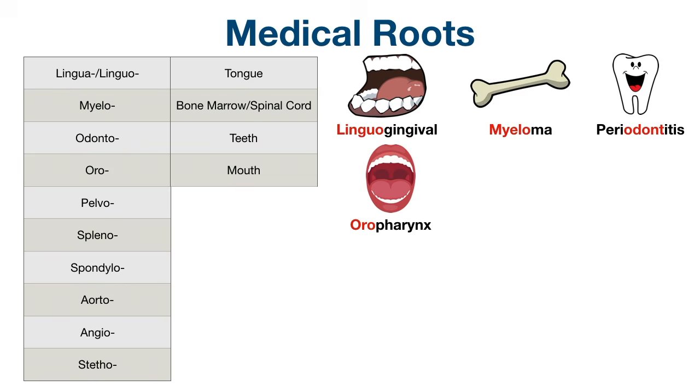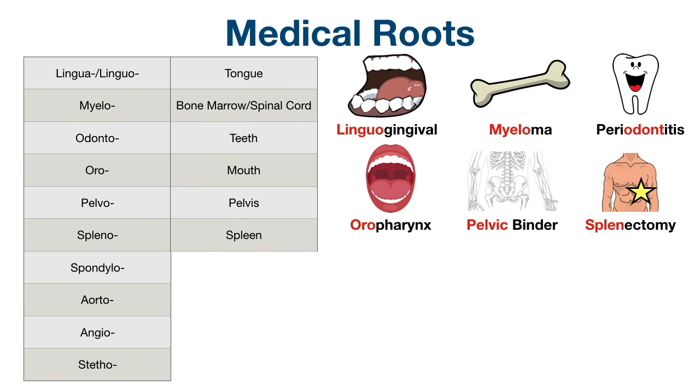The next root is a simple one. It's oro, which means mouth. You can also think of oropharynx, which is the part of the throat at the back of the mouth. Next is pelvo, which refers to the pelvis, especially of the skeleton. It's another easy one to remember because pelvo and pelvis sound the same. You can think of a pelvic binder, which is used in trauma to compress the pelvis in patients with a pelvic fracture.